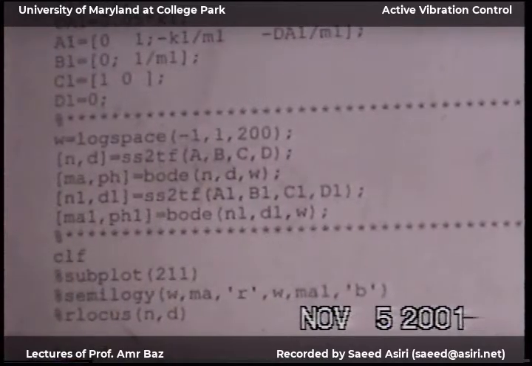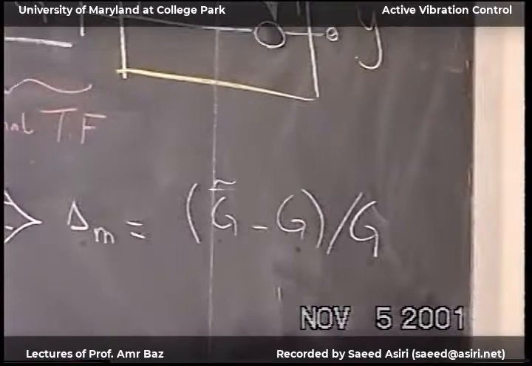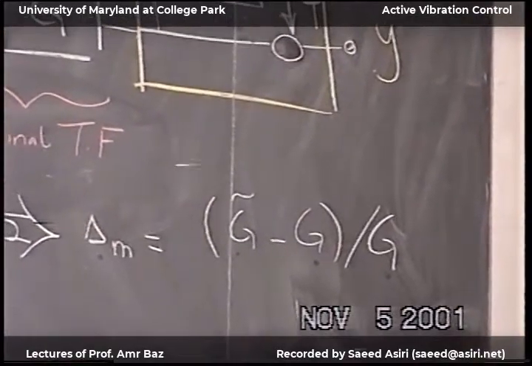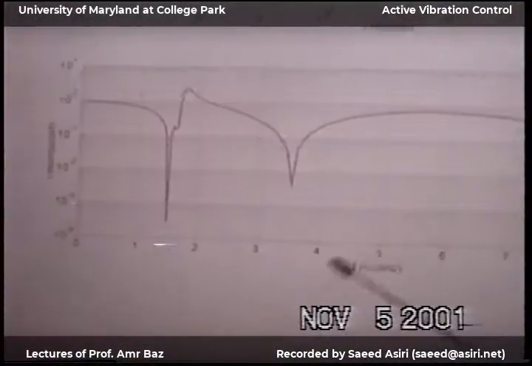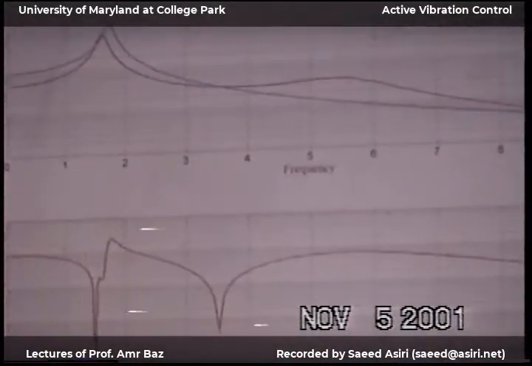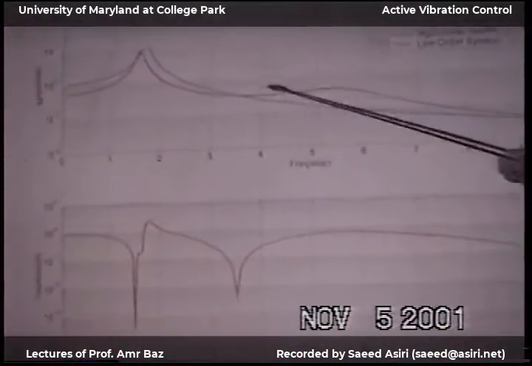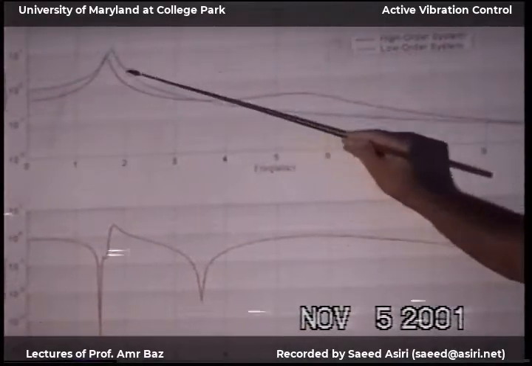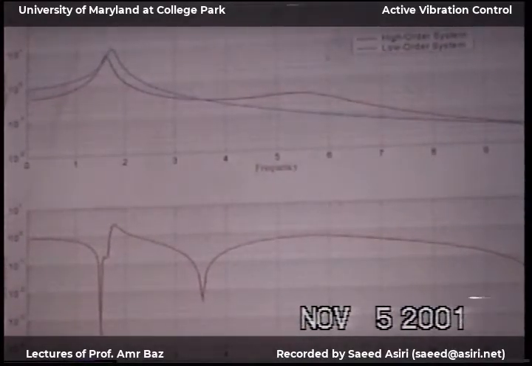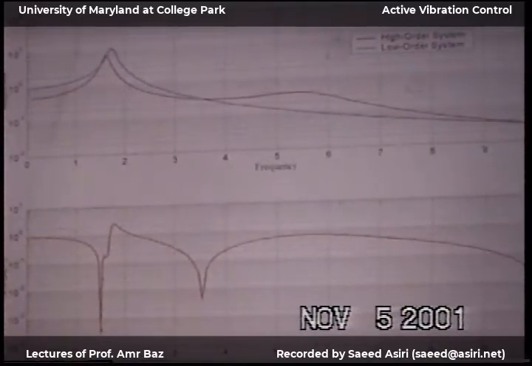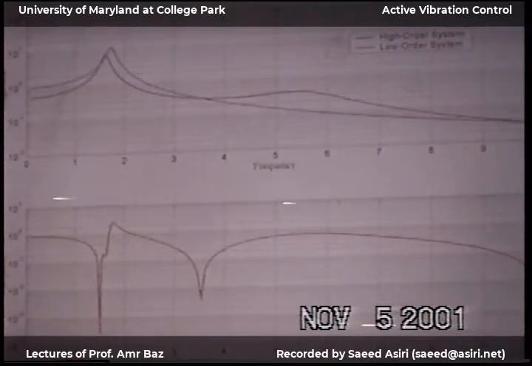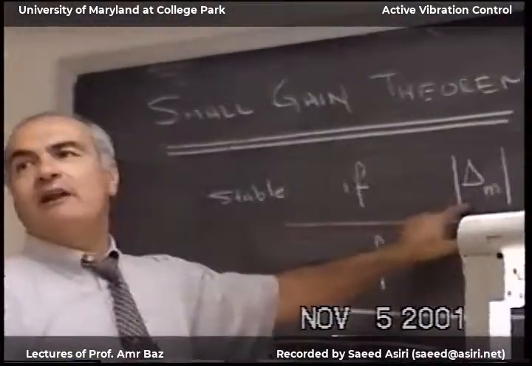So now you have this graph. The higher order system has more resonances. The lower order has less resonance. A shift on the positive or the negative side is an error. That's why we look at the absolute value of the uncertainty. The absolute value of the uncertainty.